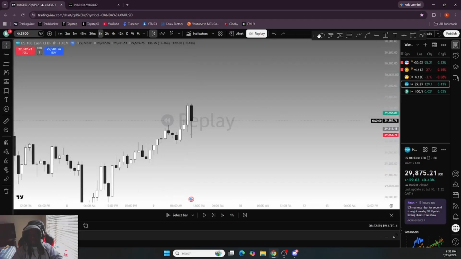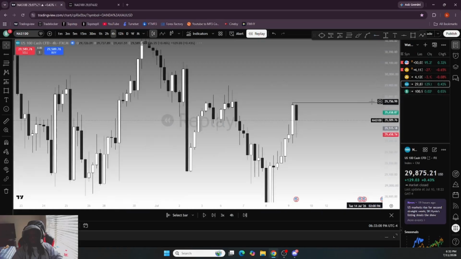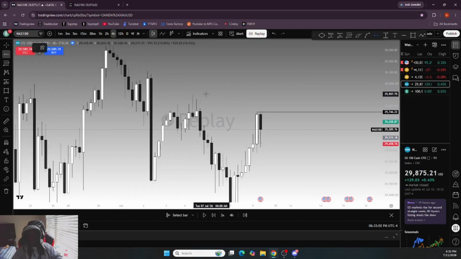And my last target is always gonna be probably the high of the last 1 hour candle that formed. And then, for a swing trade, you can go to the 4 hour and catch this high right here.